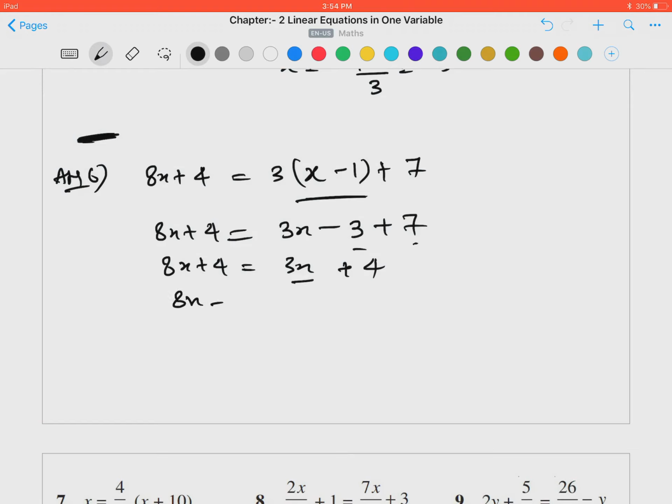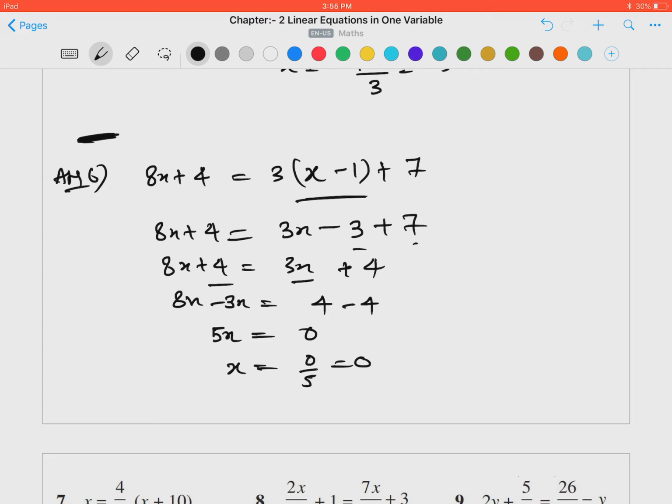8x, this plus 3x will become minus 3x here, and here we have plus 4, this plus 4 will become minus 4. So 8 minus 3 is 5x equals to 0, or x is equal to 0 by 5 is equal to 0. Okay, that's the answer of question number 6. Here the value of x is 0.